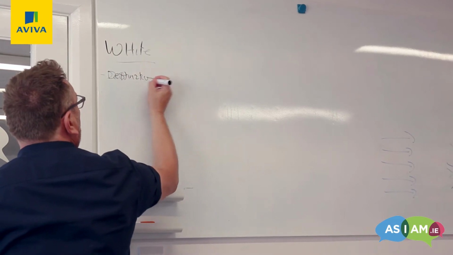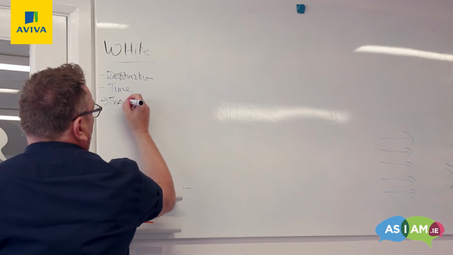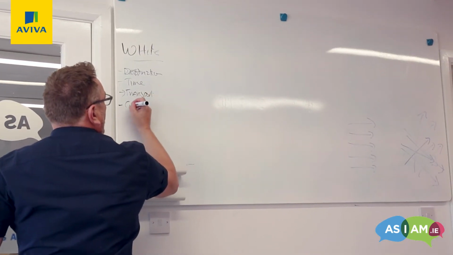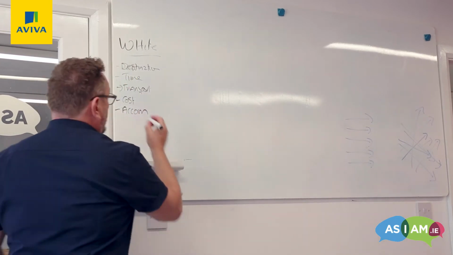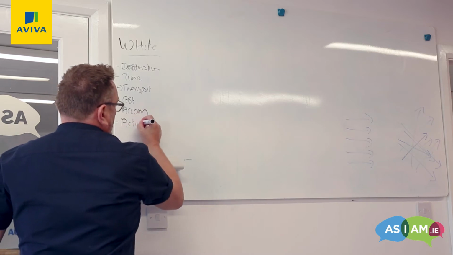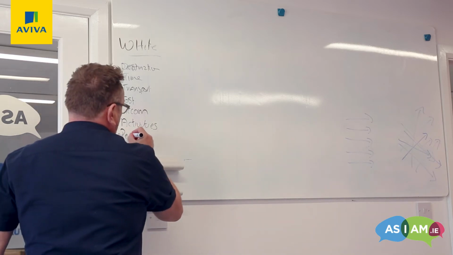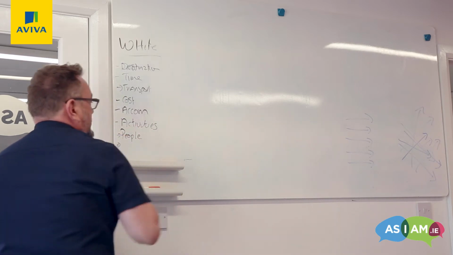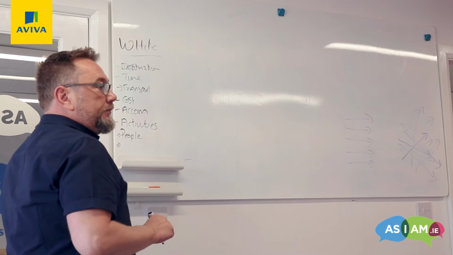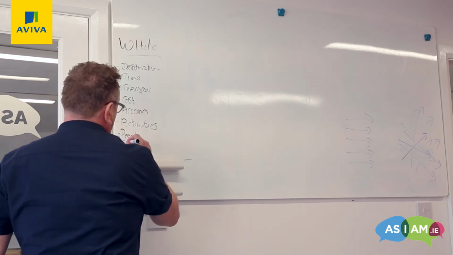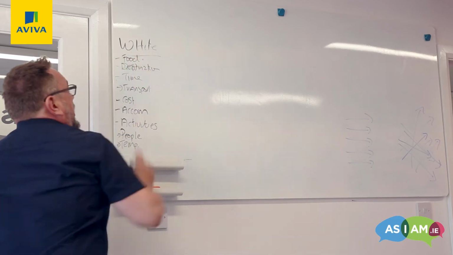Length of time, how long you spent there. Transport. Cost. Accommodation. Things to do. Who you went with, people. Any other facts about the holiday? The weather, I suppose, the temperature. Food. And you keep brainstorming.